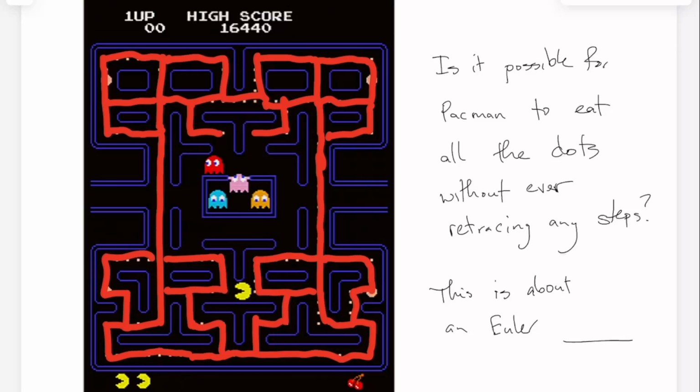Remember, the difference is a circuit will end where it started. A path does not necessarily end where it started. Anyone familiar with Pac-Man? Do you need to do a circuit in Pac-Man? Yeah, it's not part of the game. You don't have to start where you finish in Pac-Man. So I am looking for an Euler path. The goal is simply to cover all of those red lines without ever going back over any. So can anyone say, is there an Euler path in this graph?